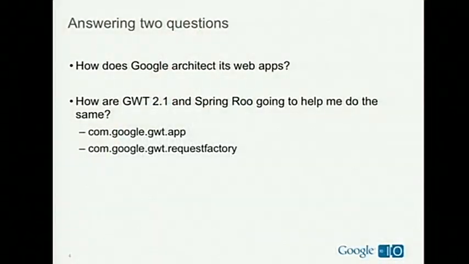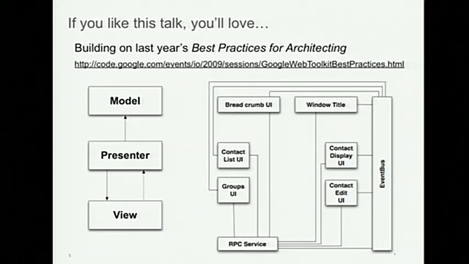So we're going to talk about basically two things today. How does Google architect its web apps? And what is GWT 2.0 and its new friend Roo? What are they going to do to help you work that way too? This is going to build on stuff that I talked about last year at a talk with a very similar name. It seems like all of our talks have the word architecture in them this year and last year.